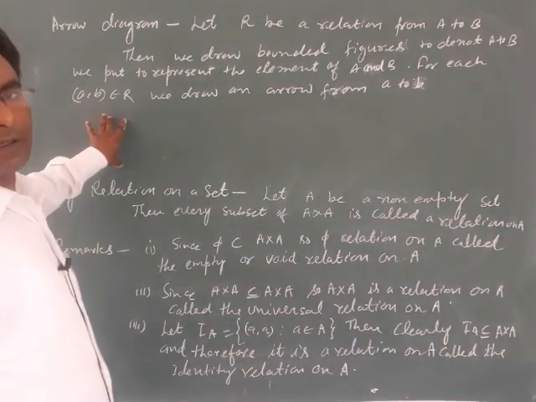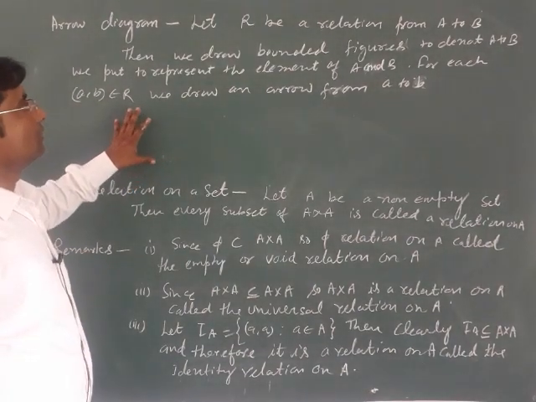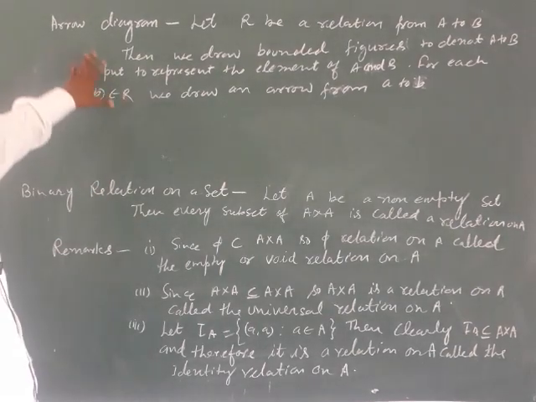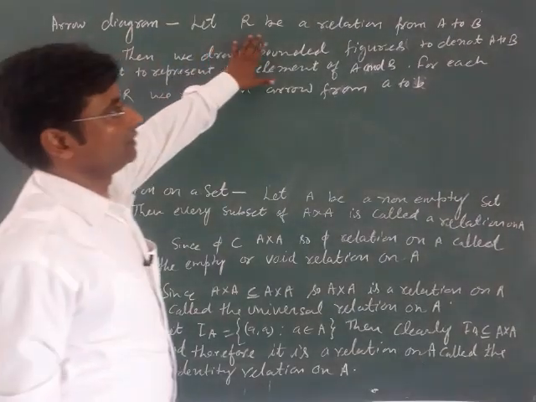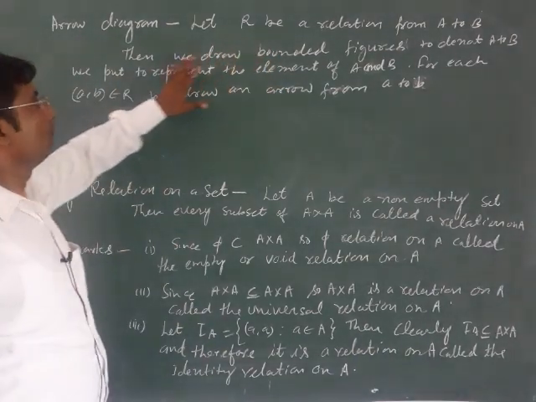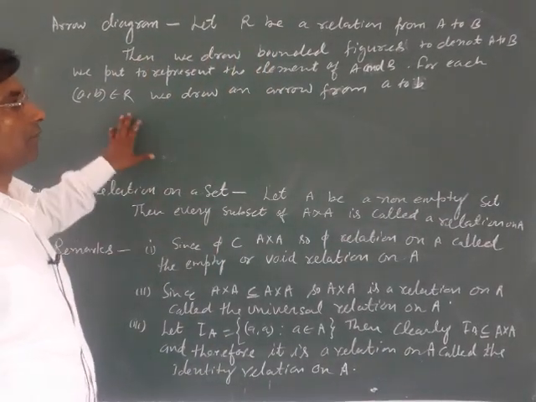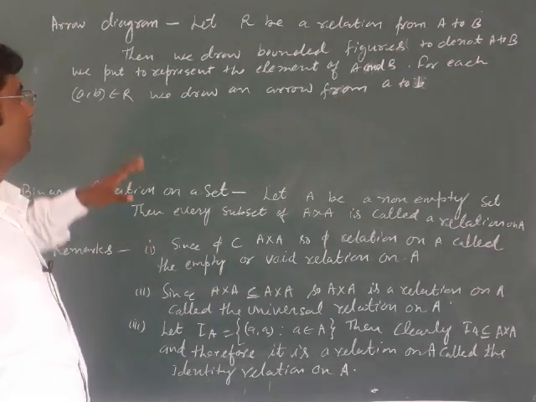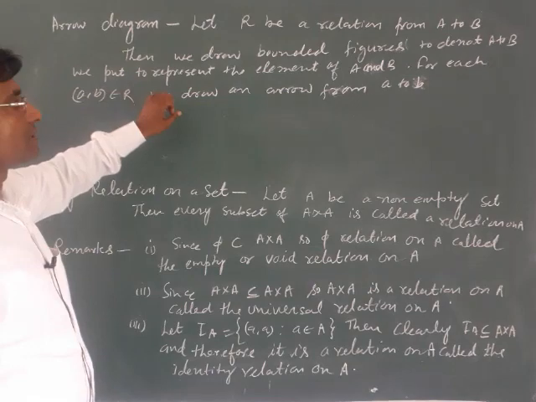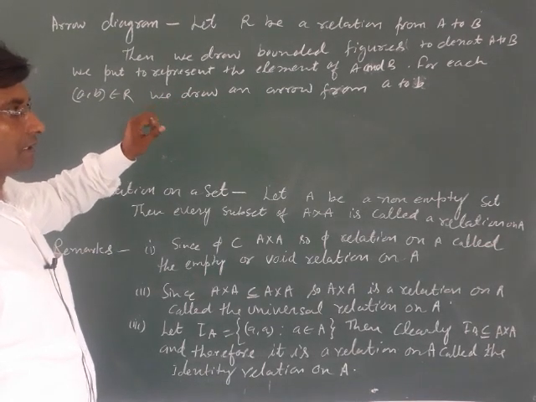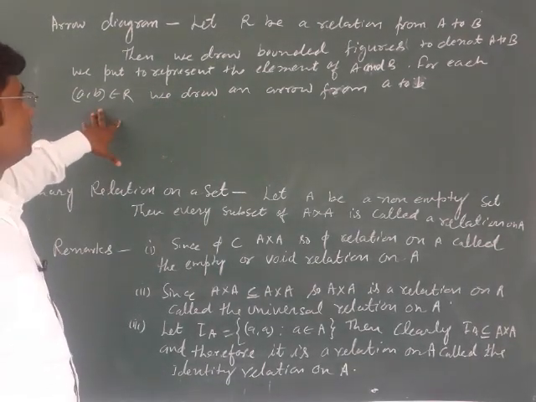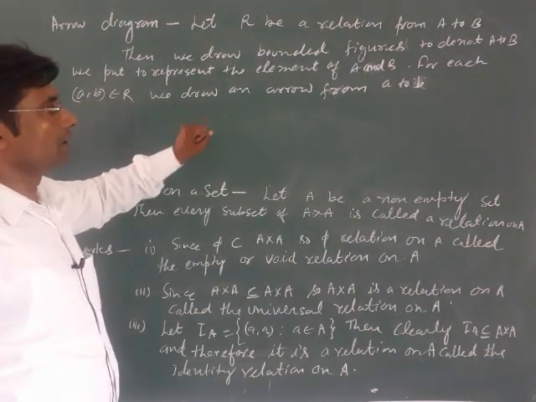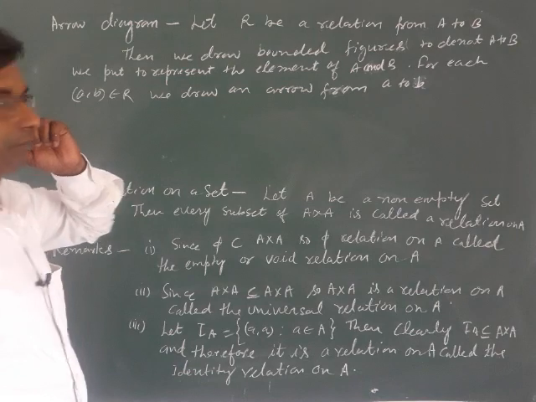We can represent a relation by a diagram. So arrow diagram: let R be a relation from set A to B. Then we draw bounded figures to denote A and B. We represent the elements of sets A and B. For each ordered pair (a, b) belonging to R, we draw an arrow from a to b.